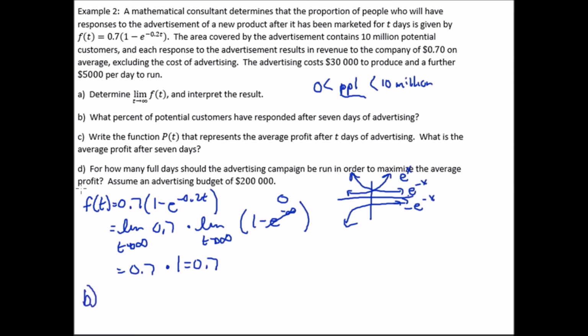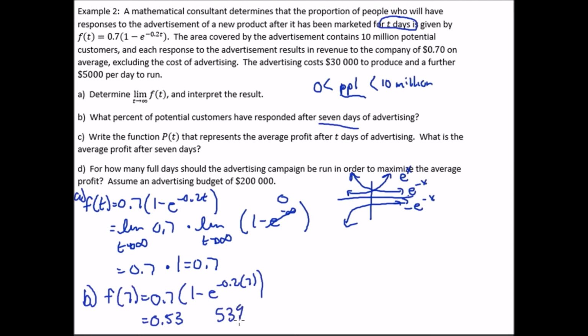B asks, what percent of potential customers have responded after 7 days of the advertisement? We have f at 7 equals 0.7 times 1 minus e to the negative 0.2 times 7. Remember from up here, t is the number of days, so we can just plug the 7 right in, and I get 0.53. I did that in the calculator, just to make sure. That means 53% of people responded after 7 days.